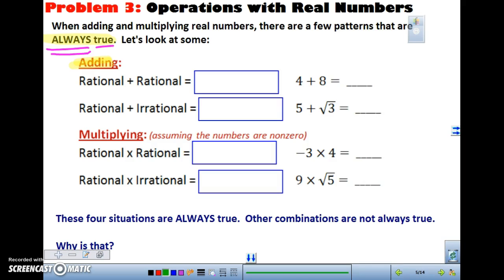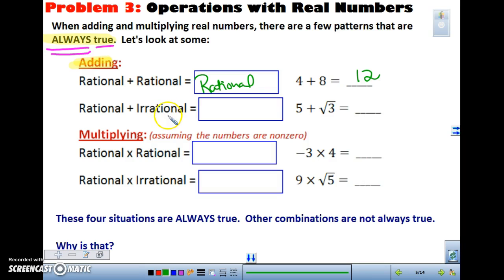What we are going to be looking at doing is when you add and multiply real numbers, there's a few patterns that are always true. So as we take a look at these, when you add a rational plus a rational, like 4 plus 8, if you think about that answer, 4 plus 8 is 12. Rational plus a rational will always equal rational.